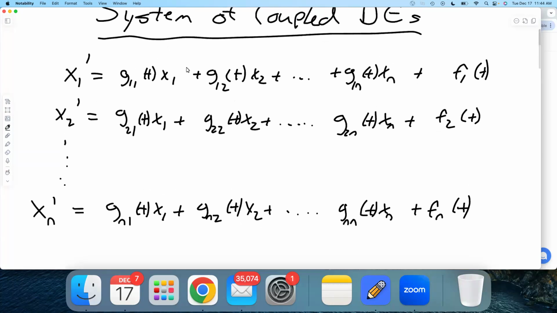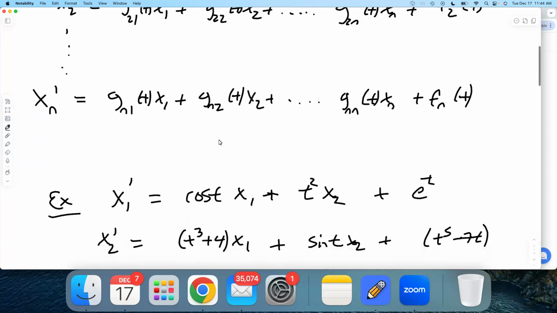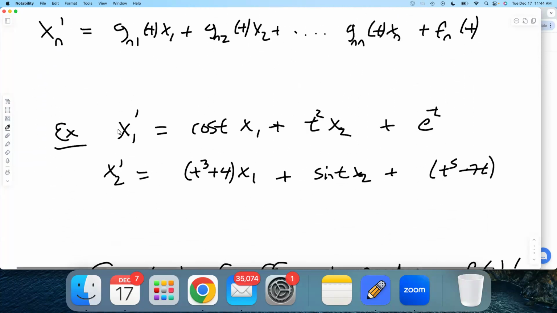Now, this is the most general form. We're not going to be solving anything that, say, might look like this. So I've got x1 prime is cosine of t times x1, t squared, x2, and then some extra e to the t added on here, and so forth. x2 prime is this function of t times x1, another function of t, x2, and then another function of t. We would have no idea how to solve this guy.